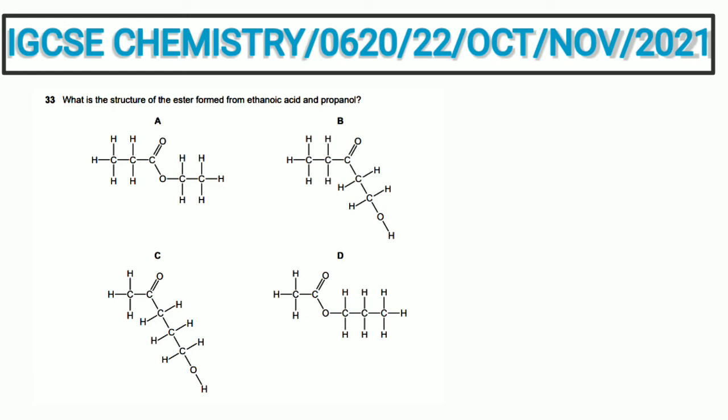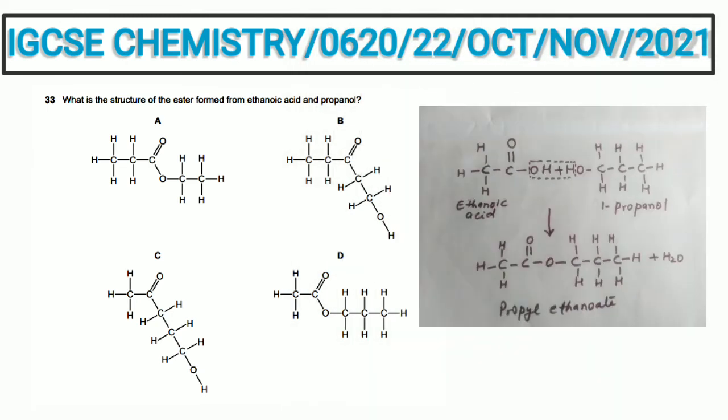Question 33. What is the structure of the ester formed from ethanoic acid and propanol? When ethanoic acid and propanol react, the ester propyl ethanoate is formed and a water molecule is removed. It has the ester linkage C double bond O single bond O. Option D is the correct answer here.